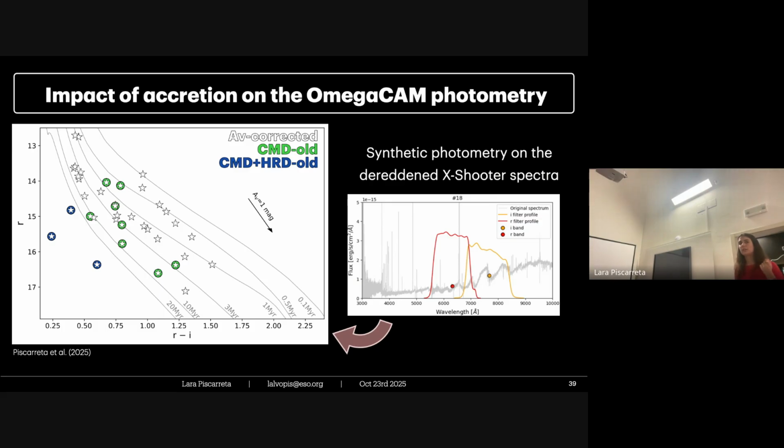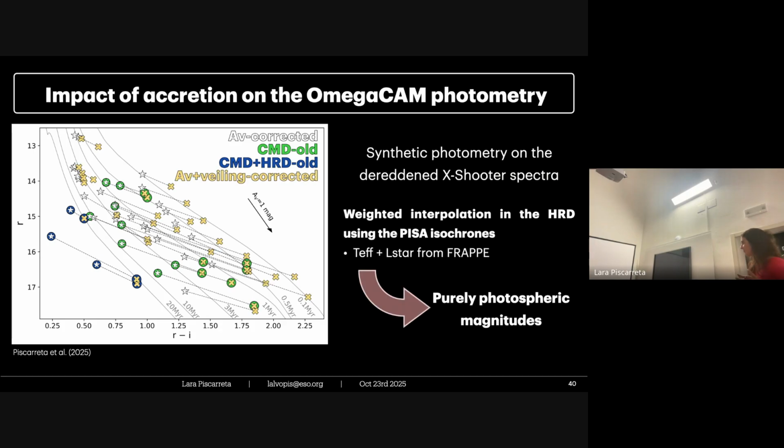And then we took advantage of the HR diagram, which translates the pure photospheric magnitudes or measurements. This is because we use the set of isochrones from PARSEC, for which we have theoretical values of R and I. So we can perform an interpolation using a two-dimensional Gaussian kernel, and we can estimate the magnitudes for the pure photosphere. And once we do this and we put it in this CMD, this is basically what we see.